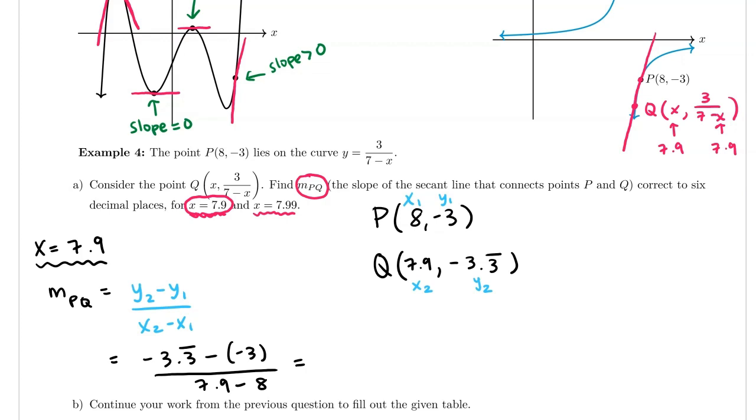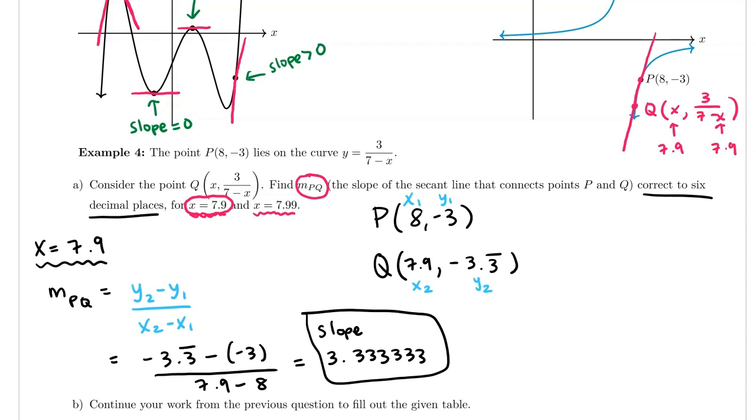And if you throw this into your calculator correctly, you should come up with the number 3, and then it's going to be 3 repeating, but it says it wants it correct to 6 decimal places. So we would have 3.333333. Okay, so all of that was to find the slope of the secant line here. So this would represent the slope of this secant line where x is equal to 7.9 and the y coordinate is equal to negative 3.3 repeating forever.